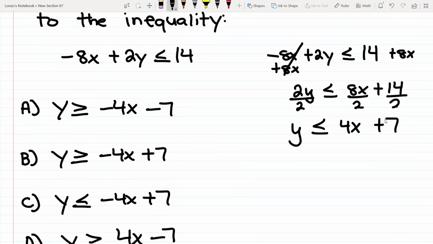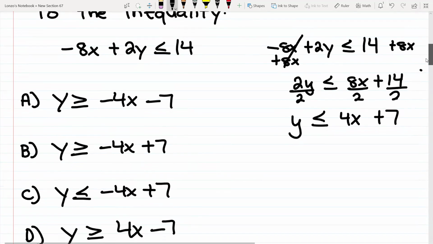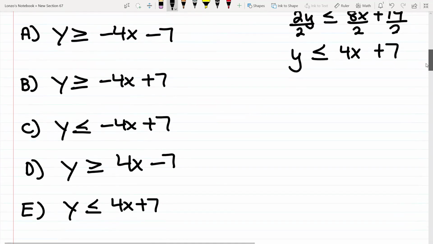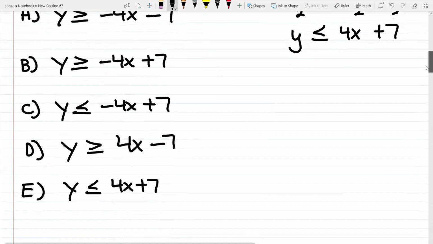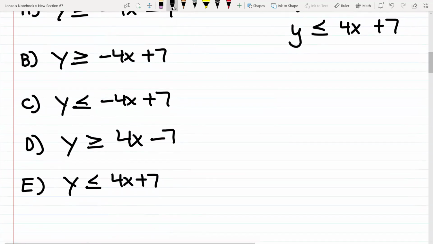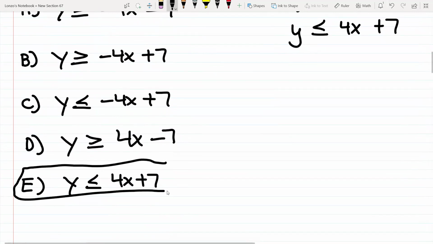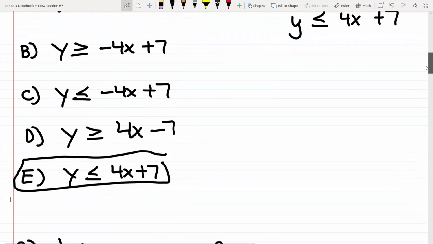And that's not A, B, or C. I believe it's going to be, what is that going to be? I think that's letter E, right? Letter E is definitely the same as y is less than or equal to 4x plus 7. Okay, let's move on to question two.